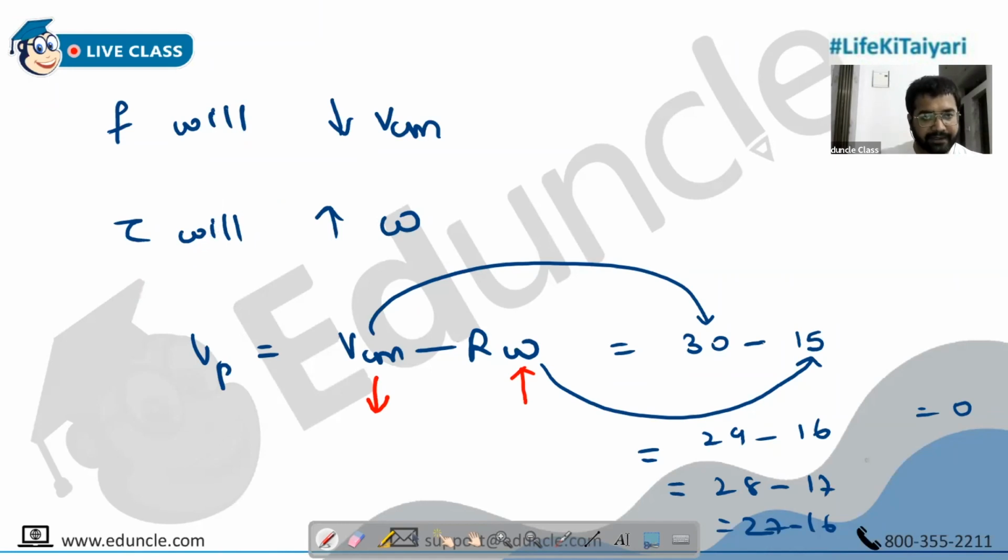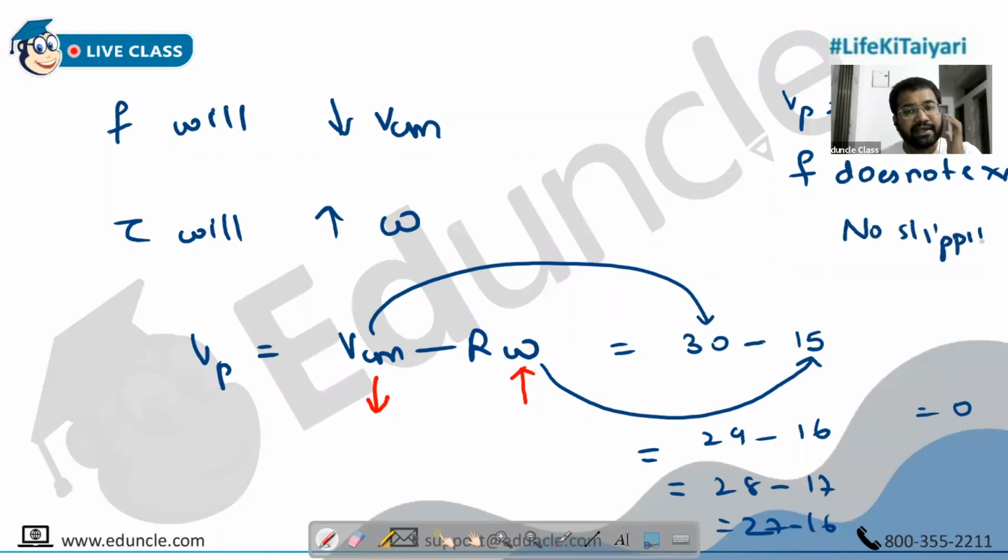I repeat. As soon as Vp becomes 0, the point of contact is not skidding now. Since the point of contact is not skidding, friction is not going to be applied. Friction does not exist after that. If friction does not exist, there is no deceleration, there is no torque, velocities will remain constant. Now you have reached a no slipping case. So forward slipping happens, but thanks to the friction, it brings the thing back to no slipping.